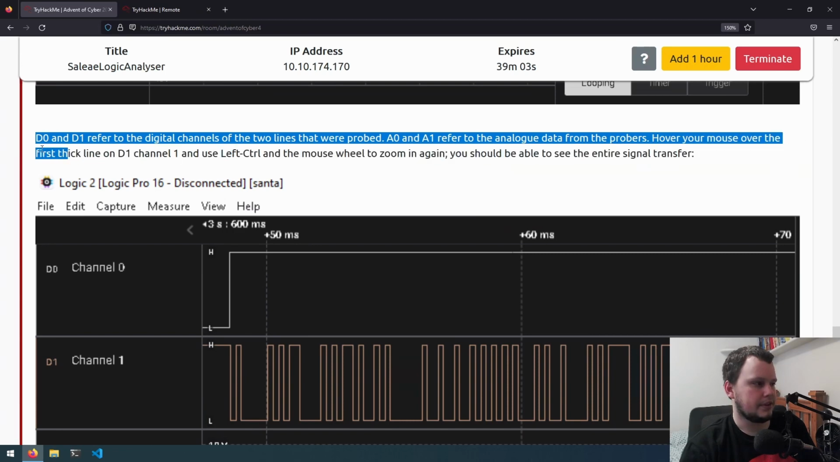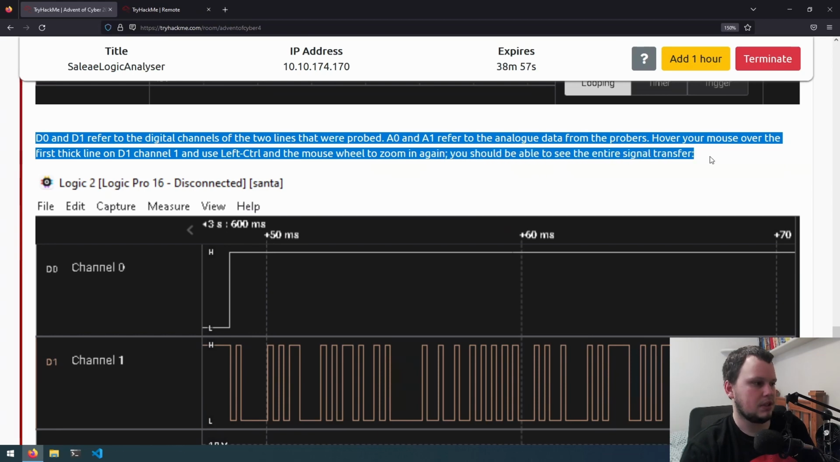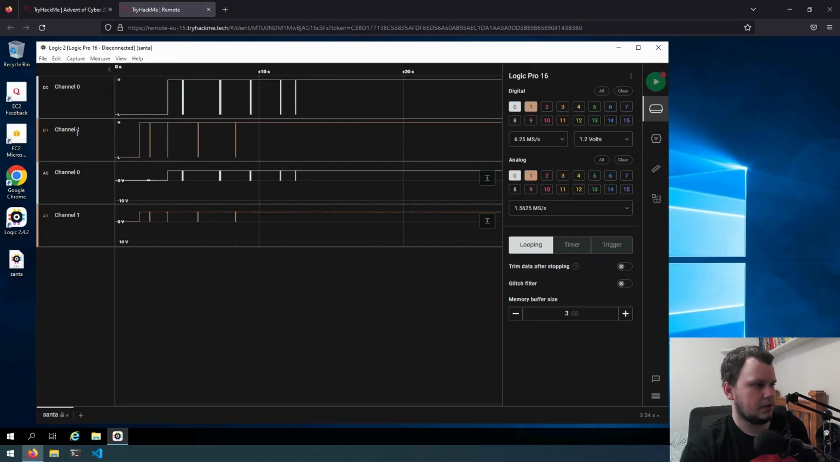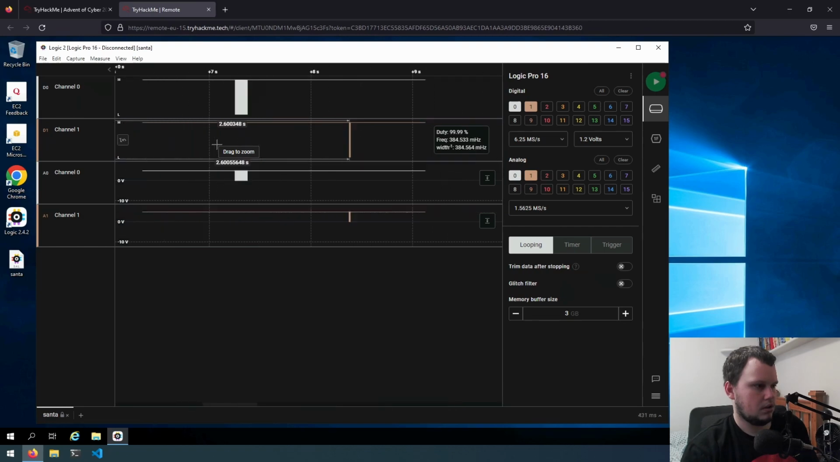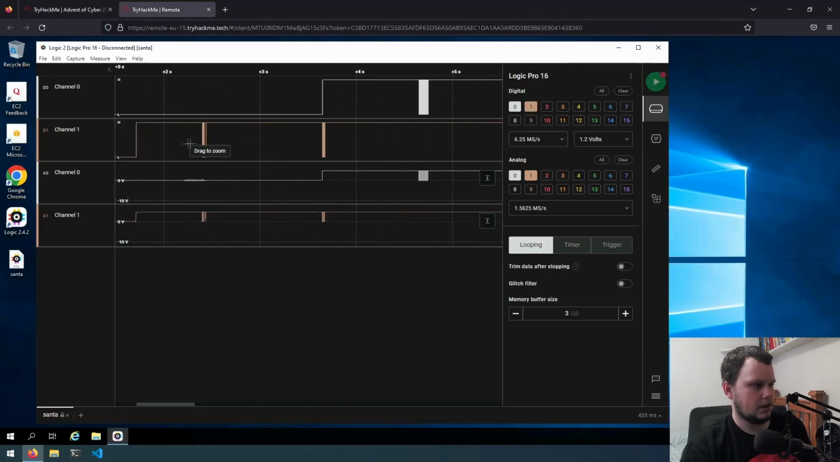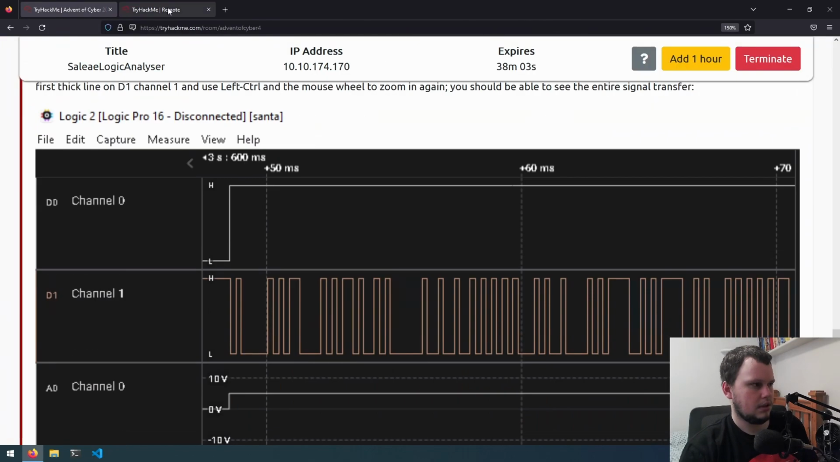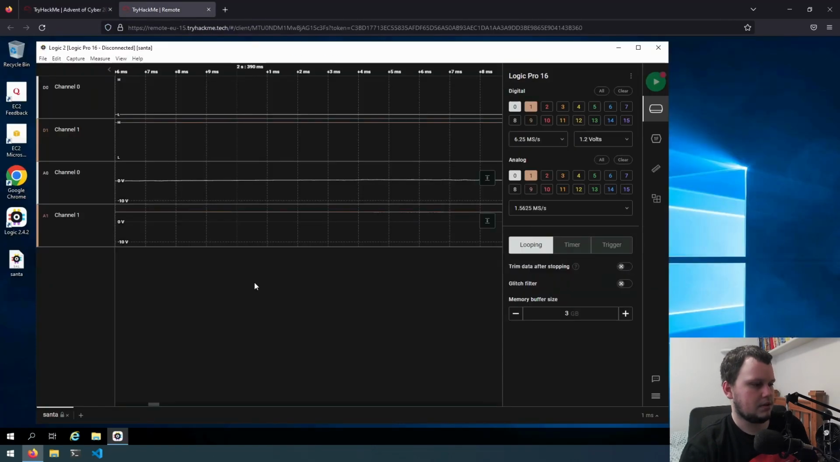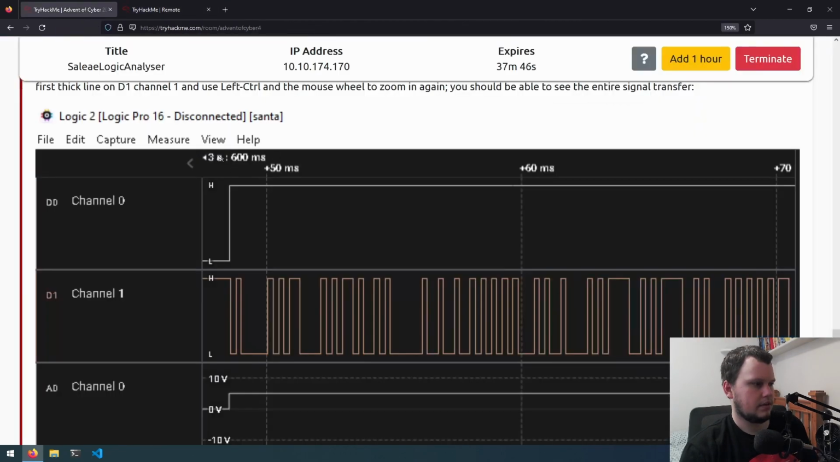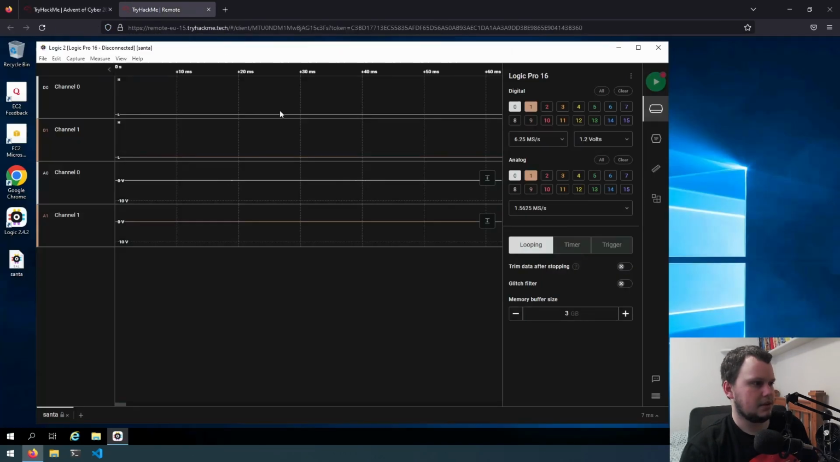Hover your mouse over the first stick line on D1 channel 1 and use left control and the mouse wheel to zoom in again. You should be able to see the entire signal transfer. So D1 channel 1. Okay, you need to zoom in way further to be able to see what's happening. Okay, so it's at 50 ms. Okay, I might need to zoom out a bit. It's at 3 seconds, 600 milliseconds plus.